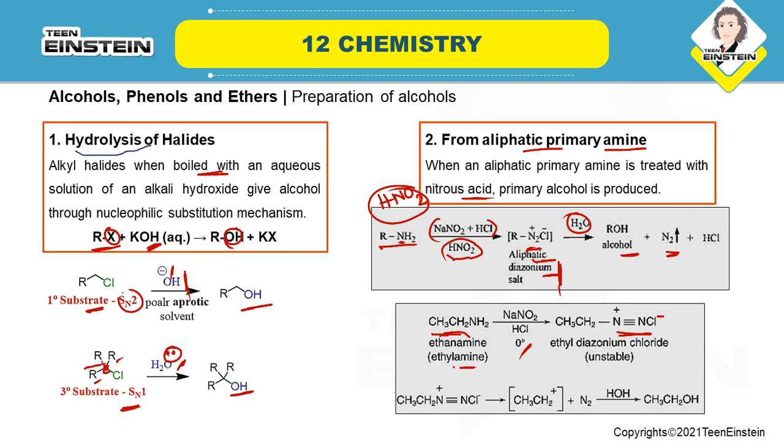Now this unstable diazonium chloride, finally this nitrogen molecule will be removed, and in presence of water there will be formation of ethyl alcohol starting from ethylamine. So in the starting material you have 2 carbon, in the product also there is 2 carbon, because there is no loss of carbon. And the OH, the source of oxygen, is basically water, because from water oxygen is coming, and the nitrogen that is present in NH2, that is in the starting material, will be removed in the form of nitrogen gas.